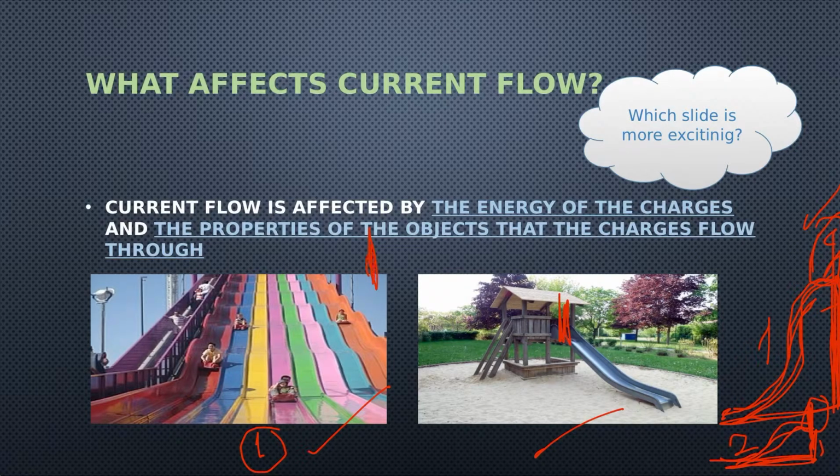As you have a higher position here, you will have more potential energy, so it will be translated into more kinetic energy and you will move faster, so it's more exciting. But here you have less potential energy, which will be translated into less kinetic energy, so you will move slower and it's not exciting anymore.